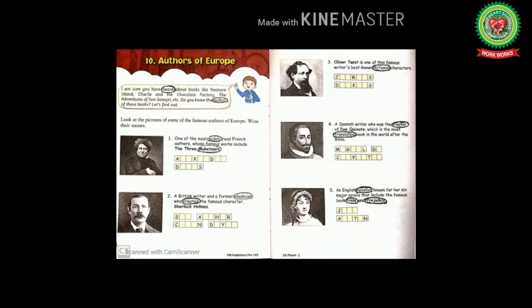So, solve the exercise given in the book and learn it. Do the related worksheet given in the SNAP homework.